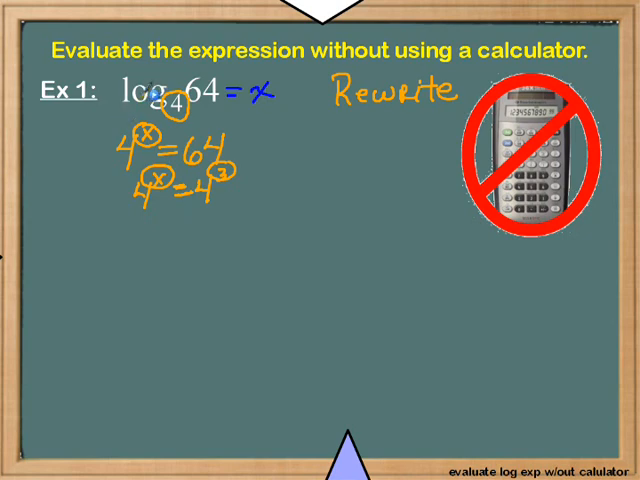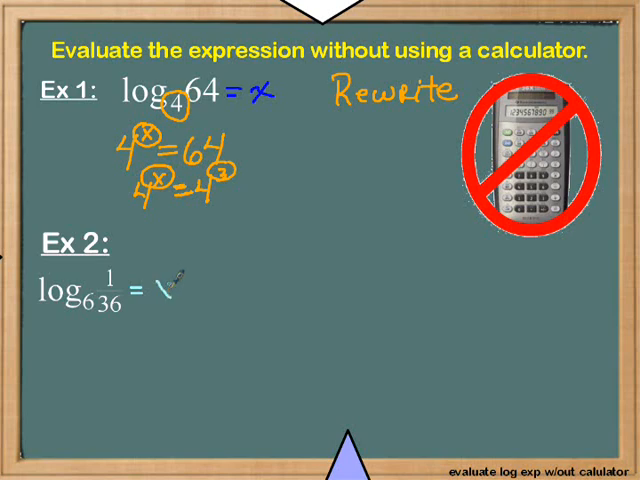Let's do another example, example 2. Log base 6 of 1 over 36. I cannot do a rewrite until I do what again? Set it to x.